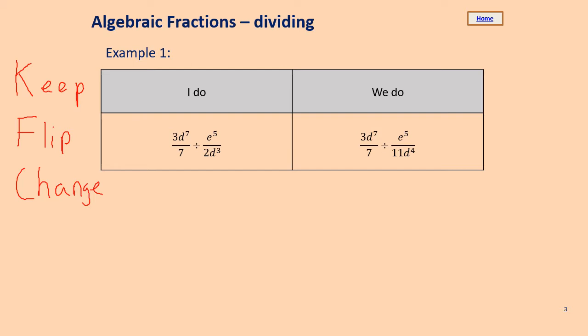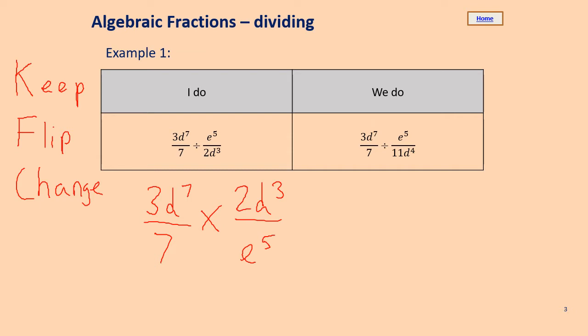So we keep the first fraction the same. 3d to the power 7 over 7 stays the same. We flip the second fraction upside down. So e to the power 5 over 2d cubed becomes 2d cubed over e to the power 5. And then we change the sign from division to multiplication. So we're left with that now.